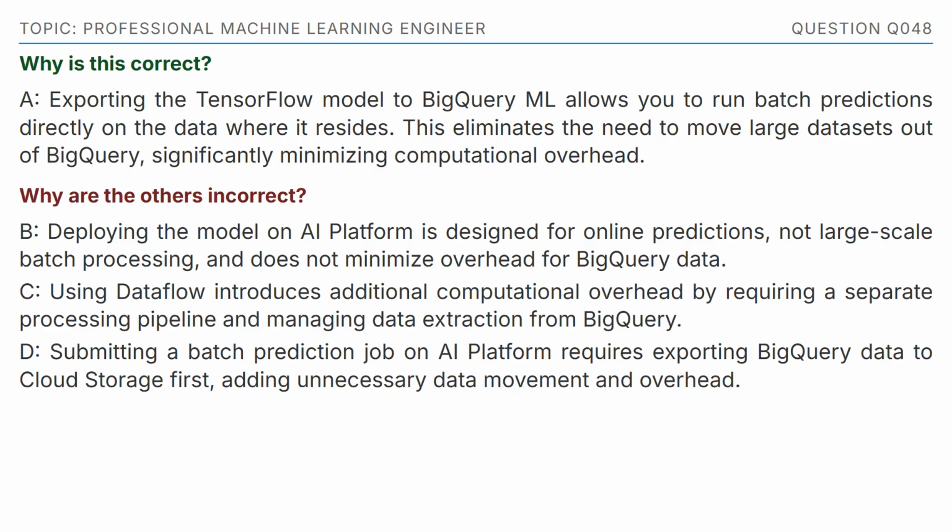Why are the others incorrect? B. Deploying the model on AI platform is designed for online predictions, not large-scale batch processing, and does not minimize overhead for BigQuery data. C. Using Dataflow introduces additional computational overhead by requiring a separate processing pipeline and managing data extraction from BigQuery. D. Submitting a batch prediction job on AI platform requires exporting BigQuery data to cloud storage first, adding unnecessary data movement and overhead.